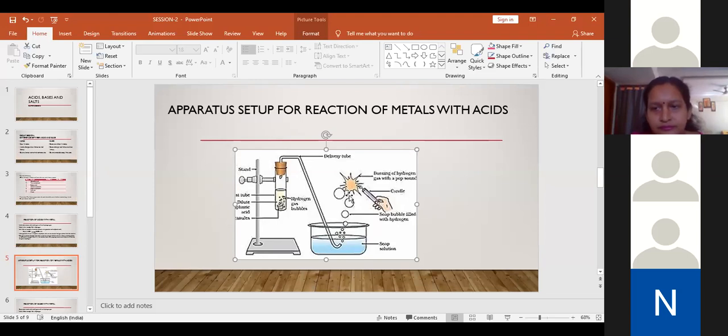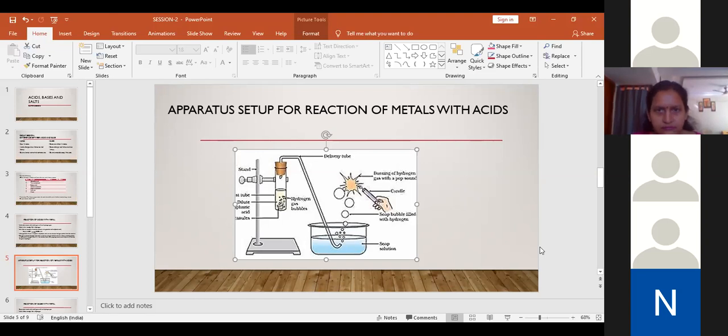The cork is there because hydrogen gas cannot go out and it can be released from only one delivery tube. My question will be for Farhan. Farhan, why is the other end of the delivery tube dipped in soap solution? Ma'am, when the hydrogen gas is not dipped in the soap solution, it's not audible when the hydrogen gas bursts.